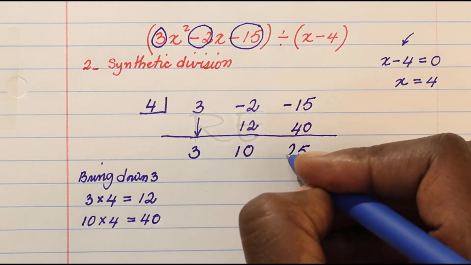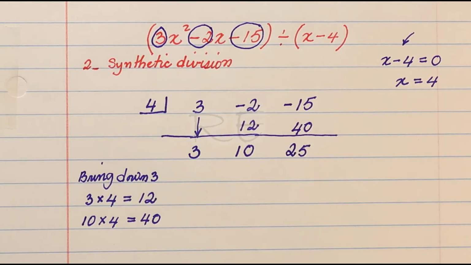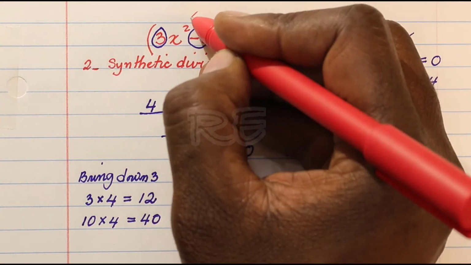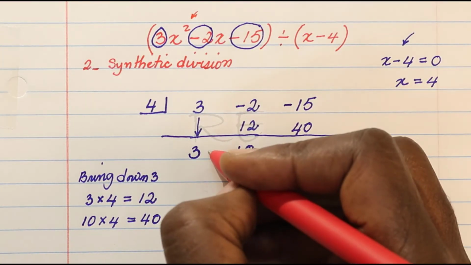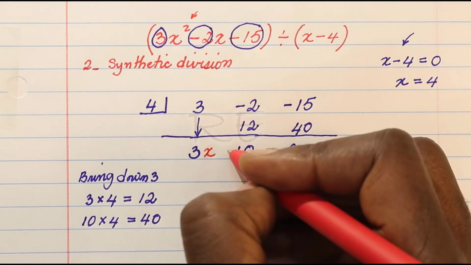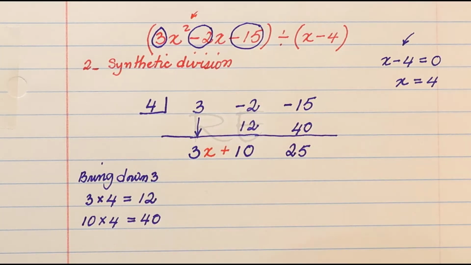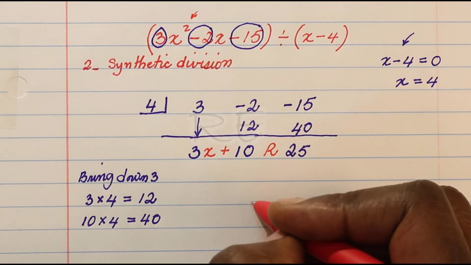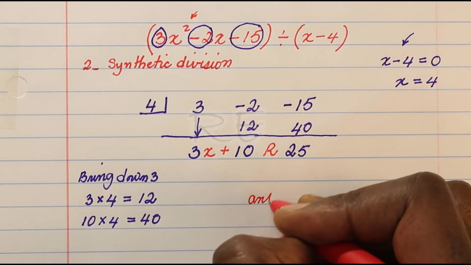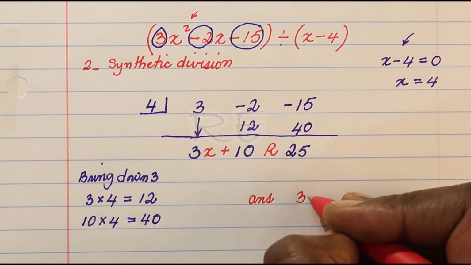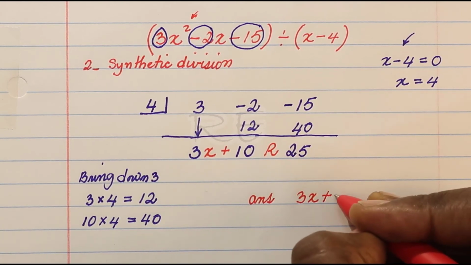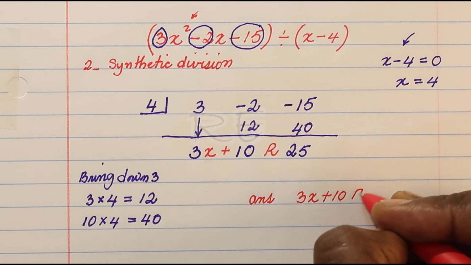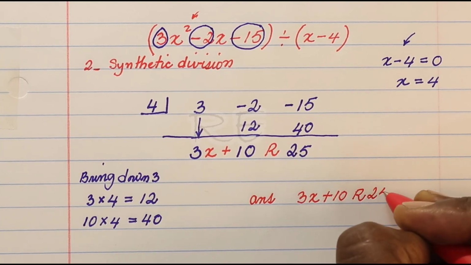25. Now remember, we divided 3x squared by x, which means the first term of the quotient will be 1 degree less than the leading coefficient. So we'll have 3x, the second term 10, x to the 0, which is just 10, and the third term will be the remainder. So our answer is 3x plus 10, remainder 25.